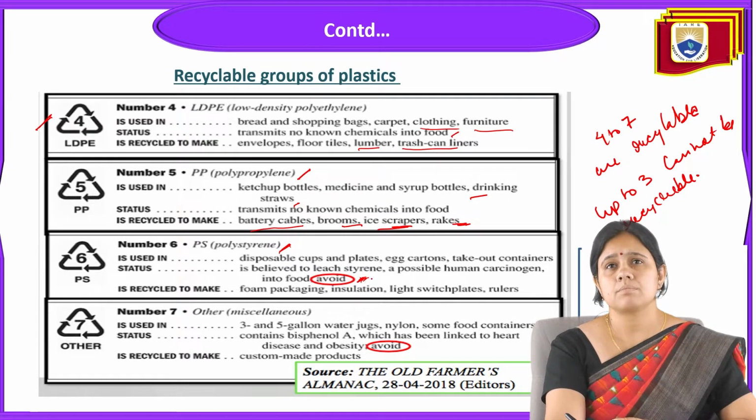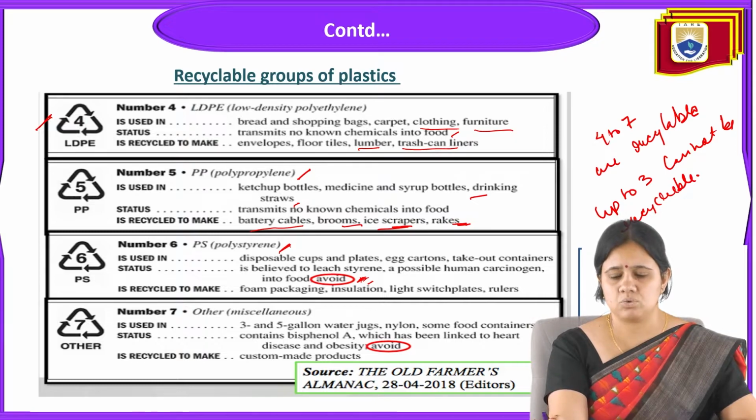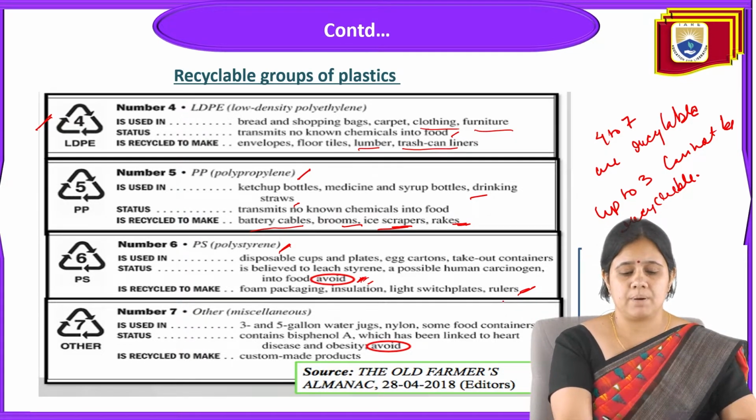The number 6 plastic group contains styrene. When it comes into touch with food, it is going to leach this styrene compound, and styrene is a very dangerous compound. It is a possible human carcinogen, and it can be recycled to make foam packaging, insulation, light switch plates, and rulers. Next is plastic number 7.